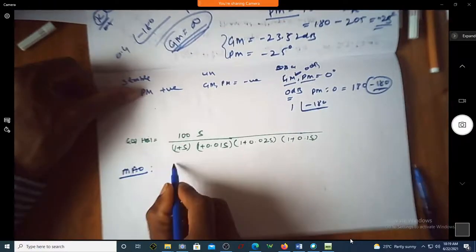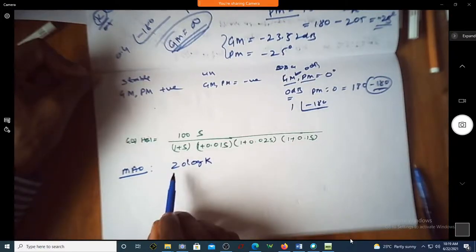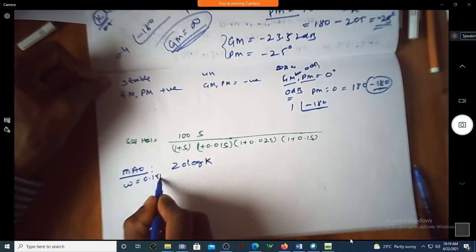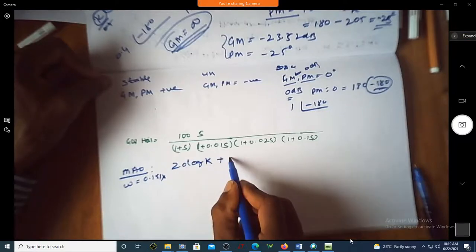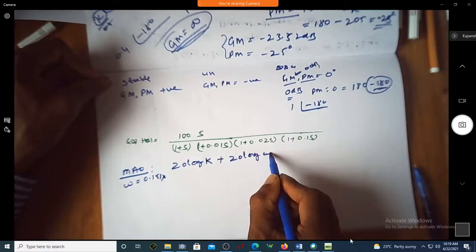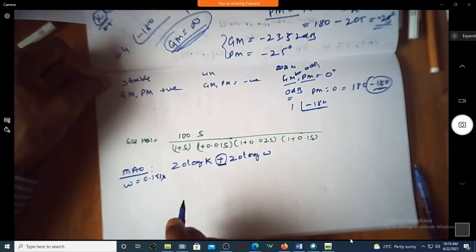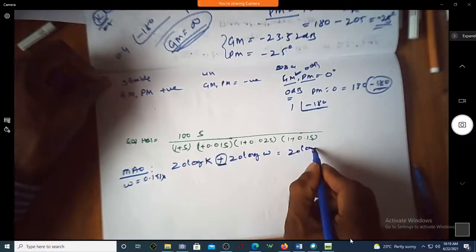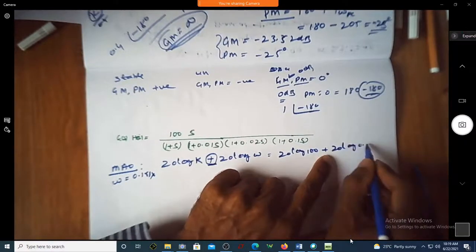Let us try to find out what is magnitude at the origin. When I say origin, with omega equal to 0.1 radian per second, that will be 20 log k plus 20 log omega. So why is it plus? Because you have a 0 at the origin, open loop 0 at the origin, correct? So will this now become 20 log 100 plus 20 log 0.1?